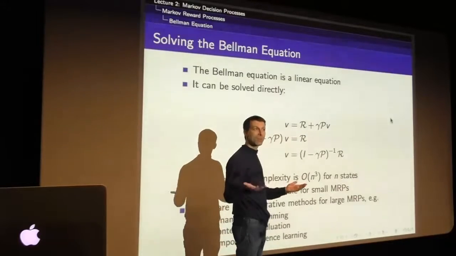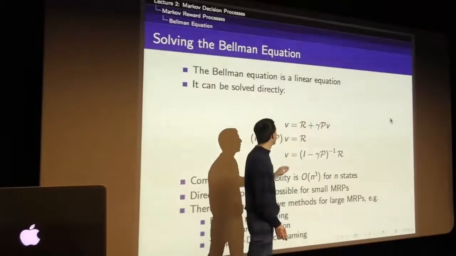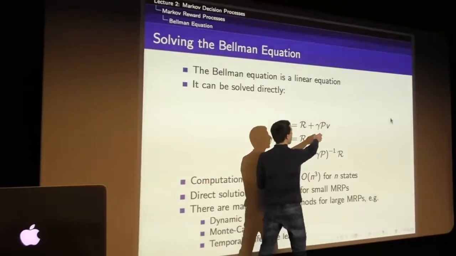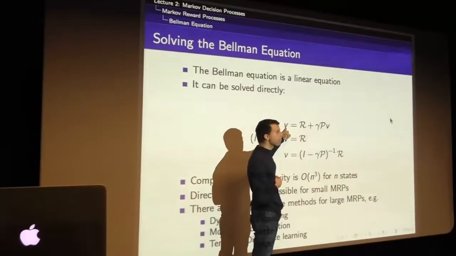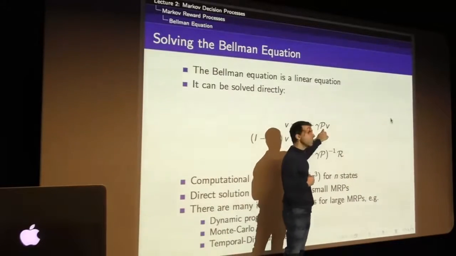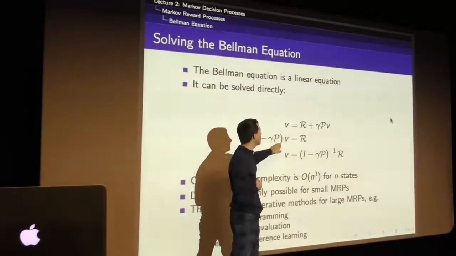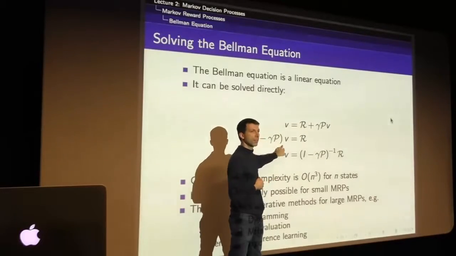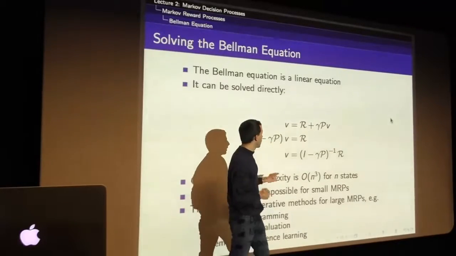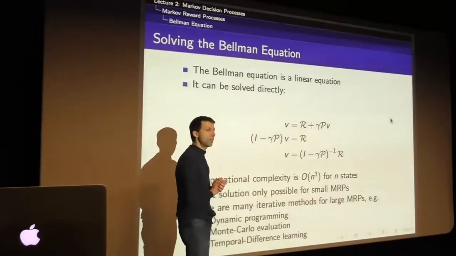Assuming that our matrix is small enough to invert, what we can do is just write out our linear equation. All we're going to do is collect together the v terms here. So we've got, if you like, identity times v here, and gamma P times v here. We collect those together on this side: (I minus gamma P) v equals R, and then we just invert this matrix. Okay? And this is the solution to the MRP.